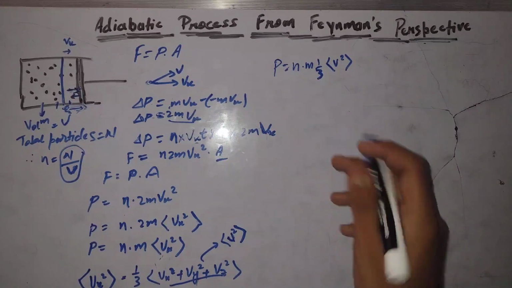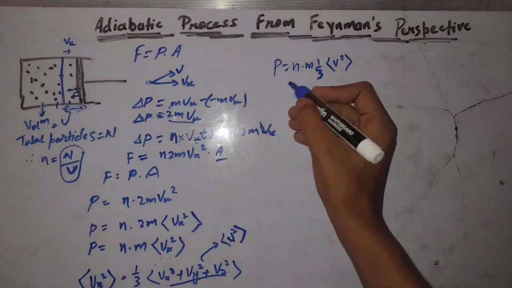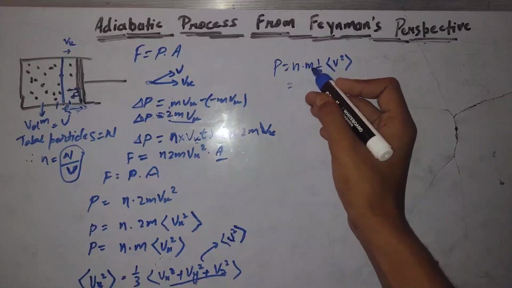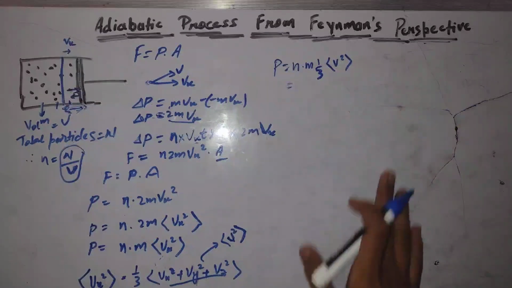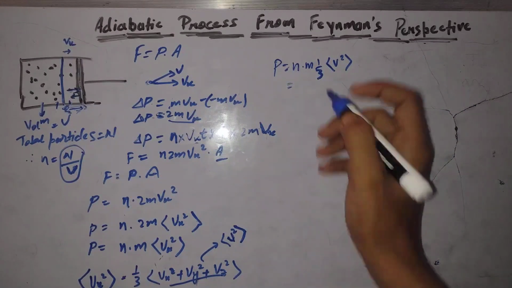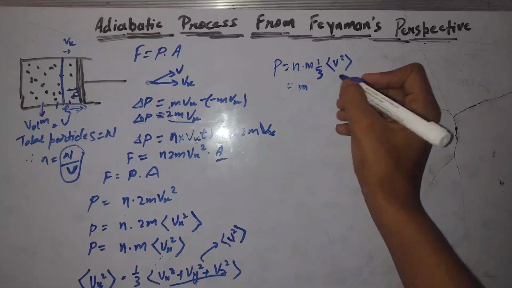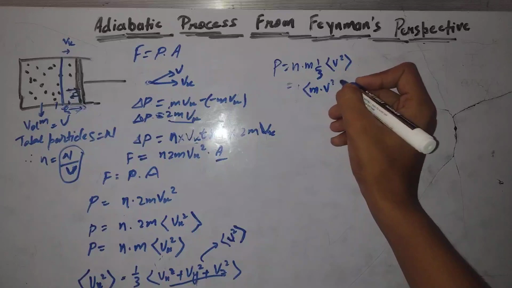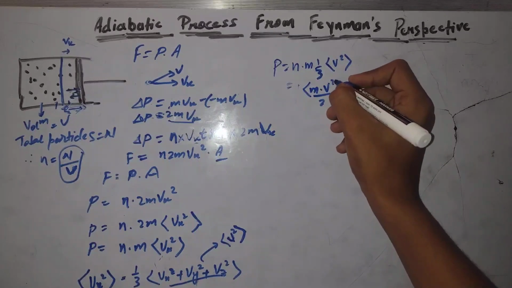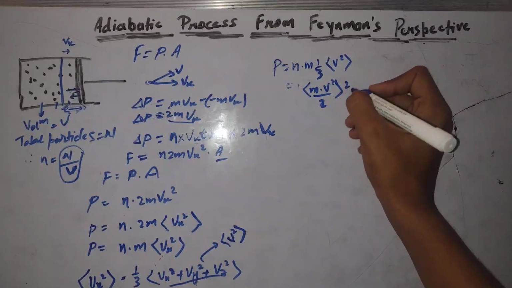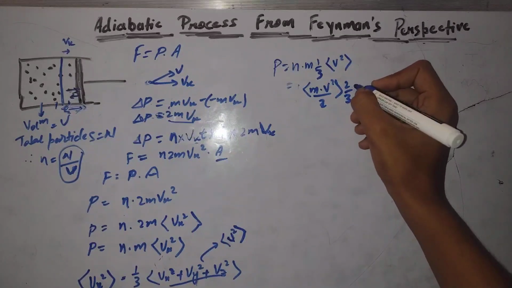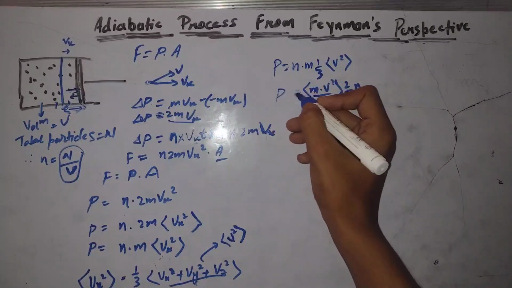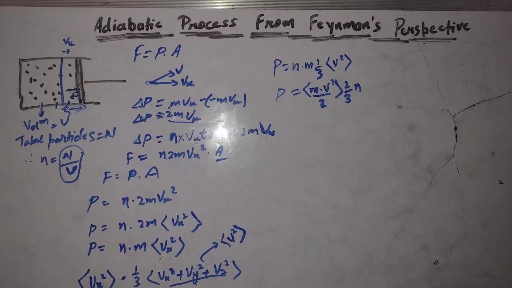Now I'm going to multiply it by a half. I'm doing some manipulations to get a very familiar term. I'm sending this M into the bracket, and I will multiply it by half. So this will be M into V square, and I'm dividing it by 2. Because I have divided it by 2, I have to multiply it here, and this is what we get. That's the pressure.